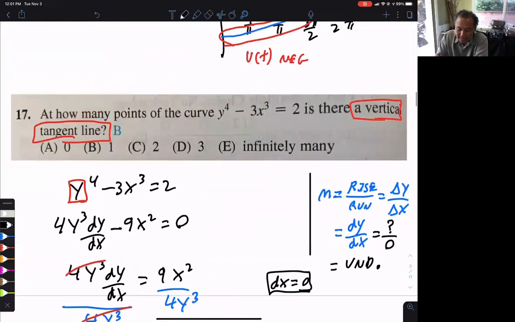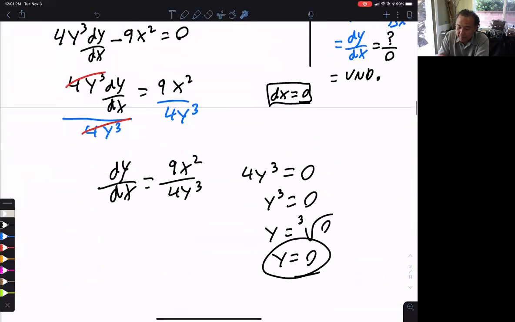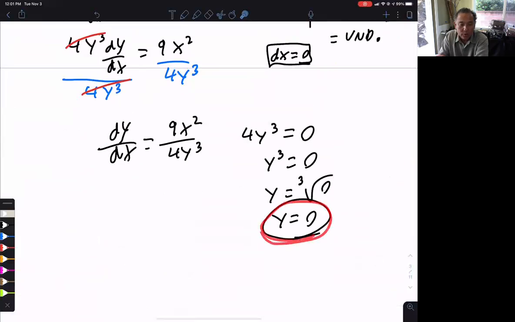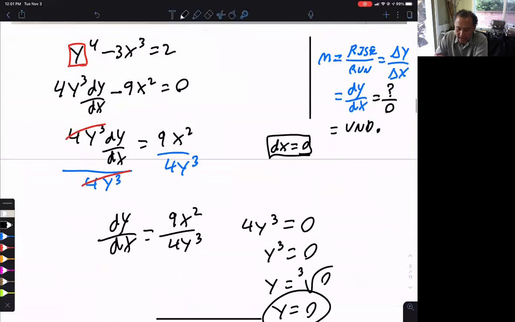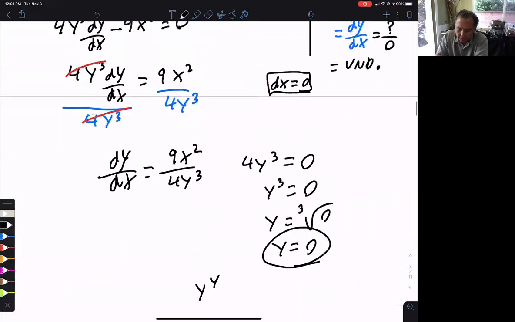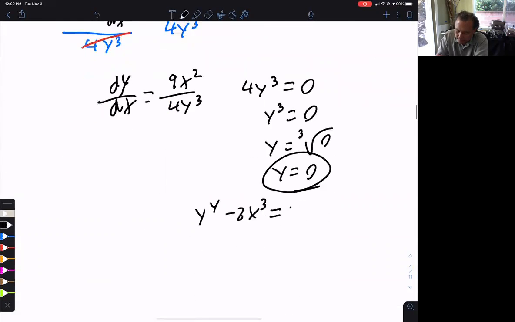So the question was asking, at how many points on the curve is there a vertical tangent line? And you might immediately say, oh, just one, y is 0. Be careful, because there could be 2 points where y is 0. Let's double check. In the original function, we had y to the fourth minus 3x cubed equals 2.